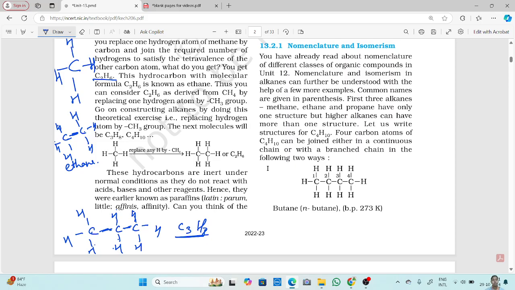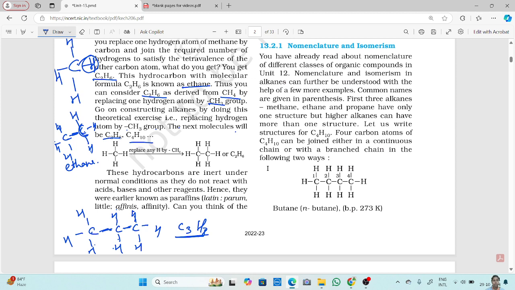Now this hydrocarbon with molecular formula C2H6 is known as ethane. Thus you can consider C2H6 as a derived form of CH4, because from CH4 you have removed one hydrogen. In place of that hydrogen you have added one carbon, and to that carbon, to satisfy the tetravalency, you have added 3 hydrogens. So like this you have derived C2H6 from CH4 by replacing one hydrogen atom by a CH3 group. Now go on constructing alkanes by this theoretical exercise, that is replacing a hydrogen atom by a CH3 group. The next molecule will be C3H8.